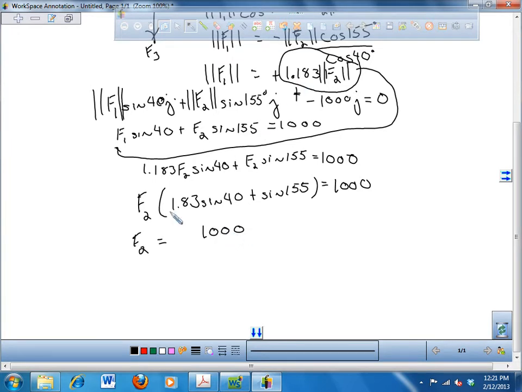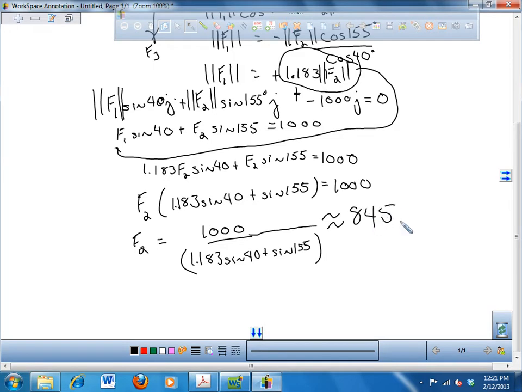Therefore, force 2 is equal to 1,000 divided by 1.183 sine 40 plus sine of 155. And you put that into your calculator and you get out about 845.2 pounds. Right? So that seems to make kind of sense, right?